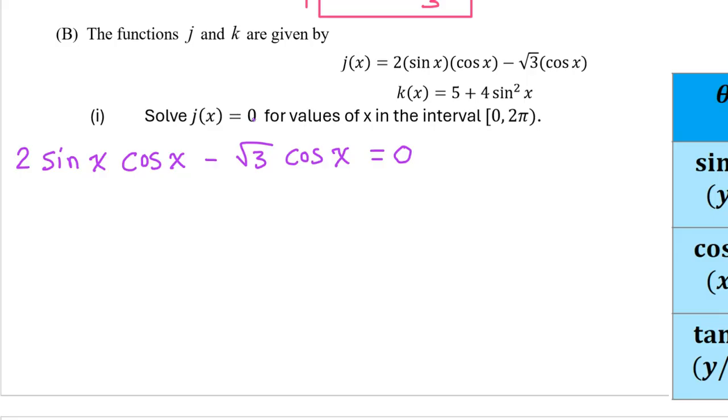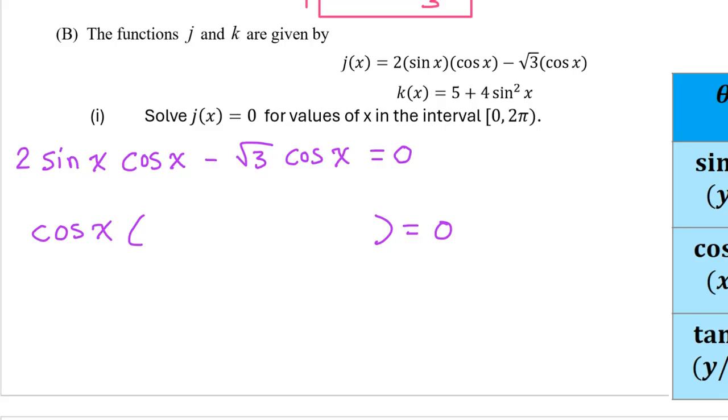So the first thing I do is look for a common factor in both terms. And we see that cosine x appears in both terms. So let's factor out a common factor, a GCF, of cosine x. Then it's just a matter of what is left inside the parentheses.